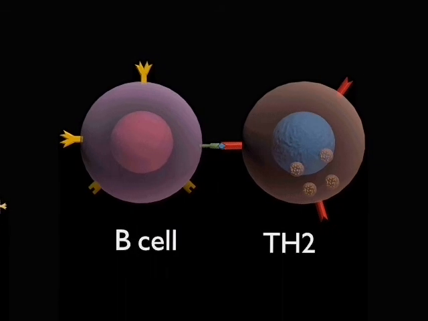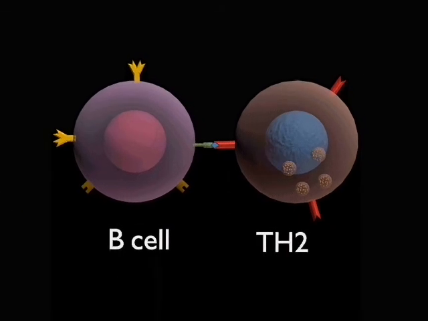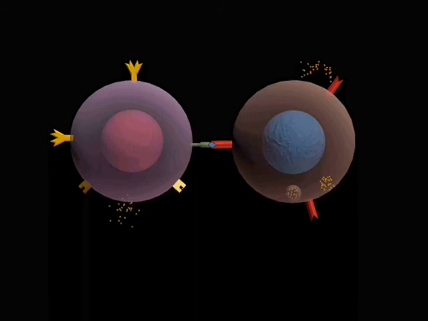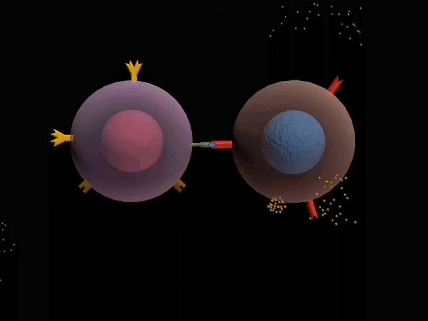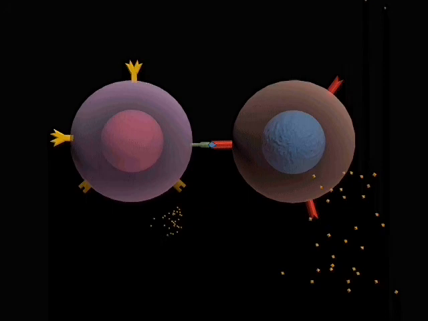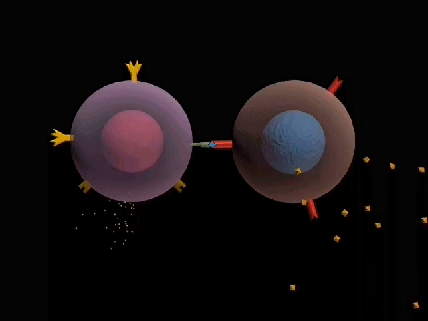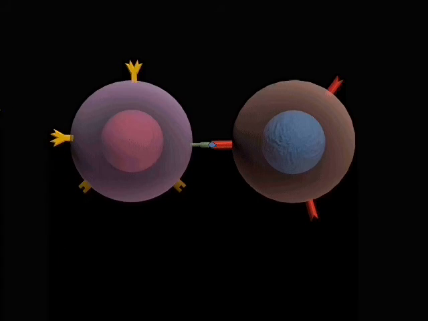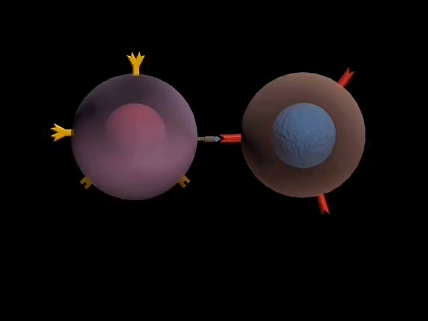Presentation of the antigen to the Th2 cell causes vesicles within the T cell to fuse with the cell surface and release cytokines, including interleukin-4, which then binds to the interleukin-4 receptors on the B cells. This then activates the B cell, triggering its division.